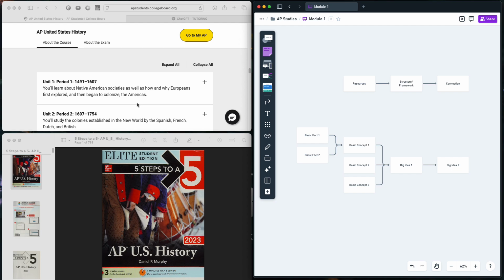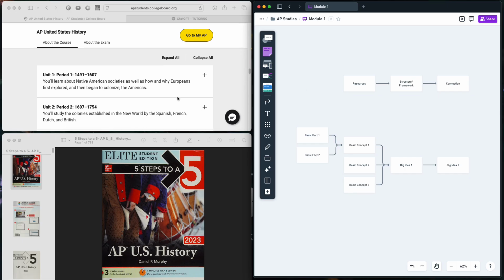So anytime we have something to learn, I love to go through this three-part framework. It's resources, structure slash framework, and then connection. So let me talk through each of them. The first thing is we need to find the right resources. If we don't find the right resources, we're going to stray away from what we need to actually learn and how much of the content we actually need to know, right?